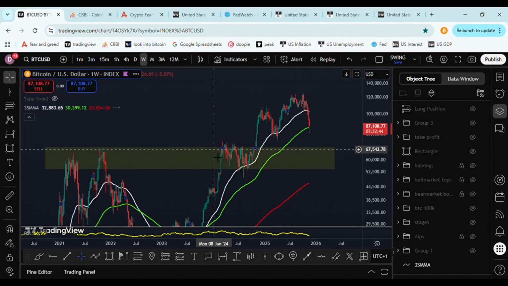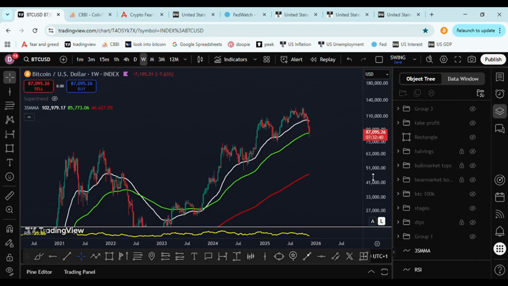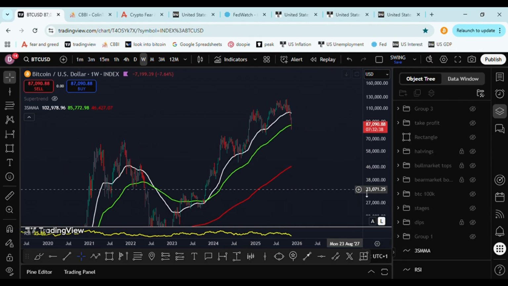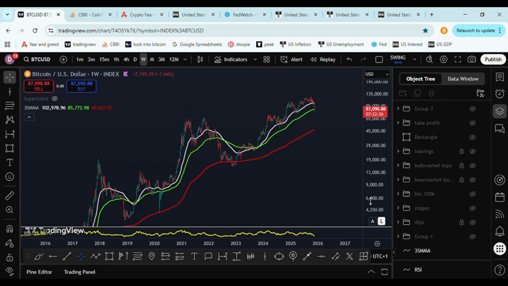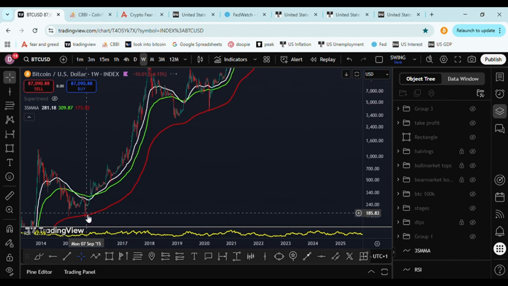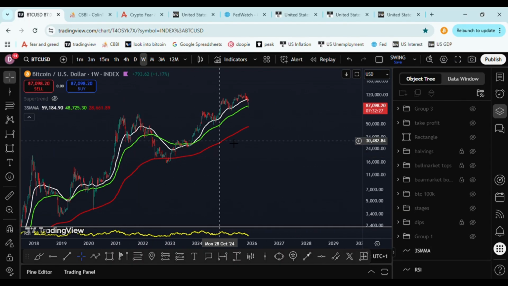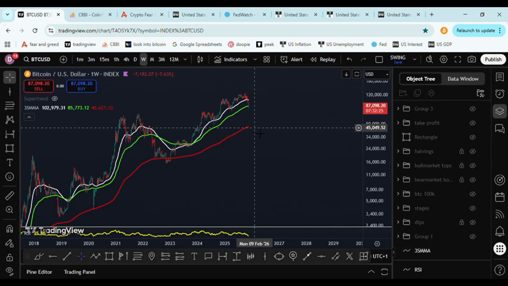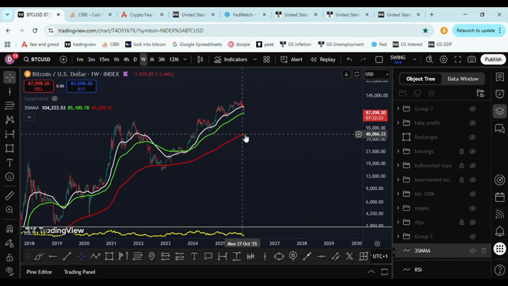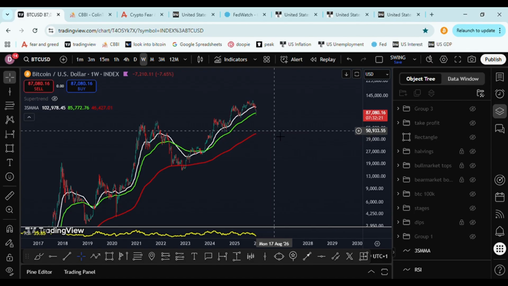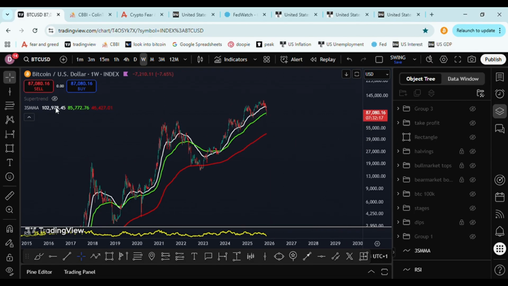I want to look at the MMAs. These bands, we can see the bear market usually always ends on this red line, and that red line right now is at 45k, but it will keep increasing a bit, so that could indicate that the bear market will bottom at 50k.